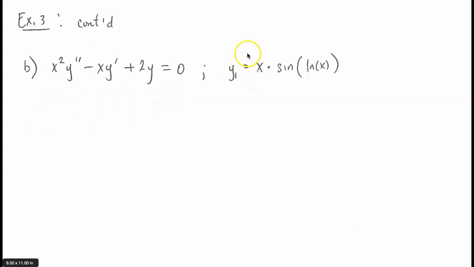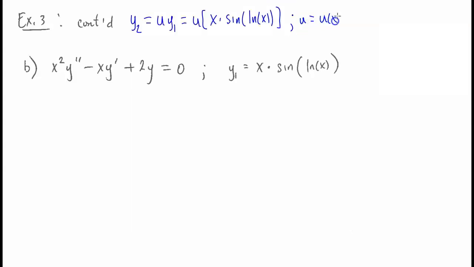So the first thing that we need to do is say that since we know what y sub 1 is, what is y sub 2 going to be? Okay, so here we're going to let y sub 2 just be u times y sub 1, which is just going to be u times x times sine of natural log of x here, where u is a function of x. Of course, that's important. All right, so now that we know that, we need to find out what y sub 2 prime and y sub 2 double prime is. Okay, so let's work on finding what y sub 2 prime is.